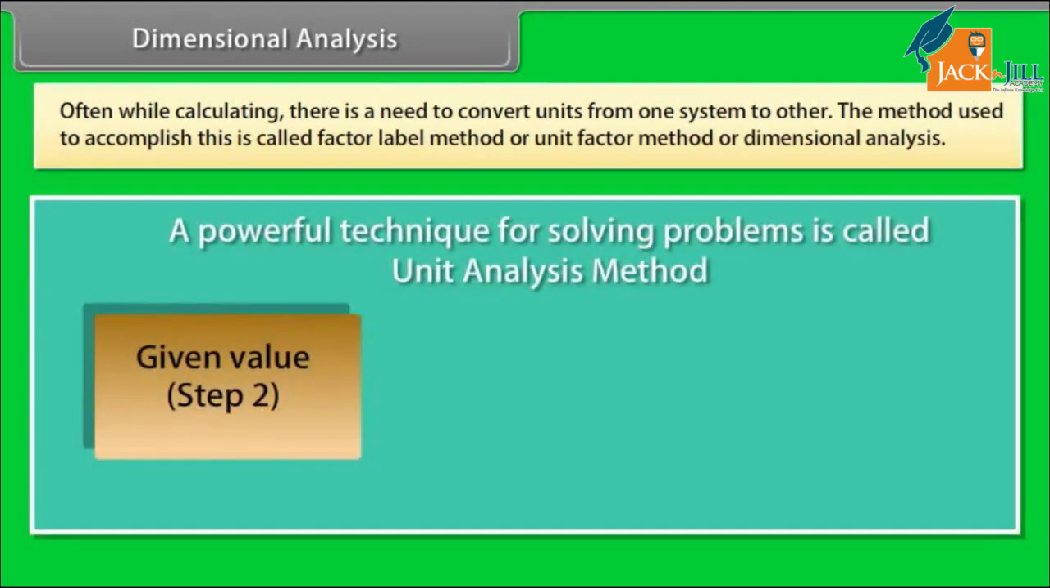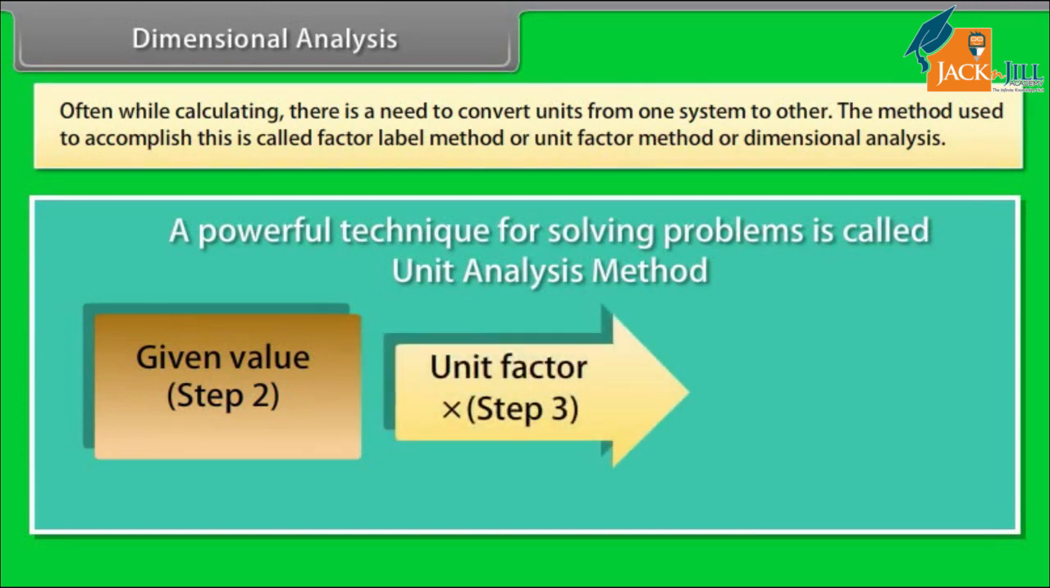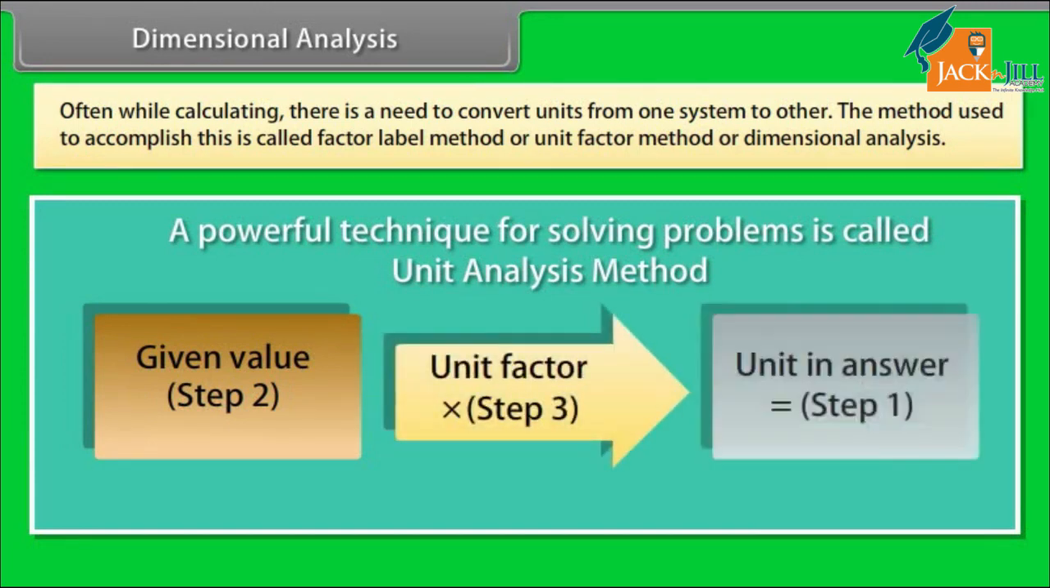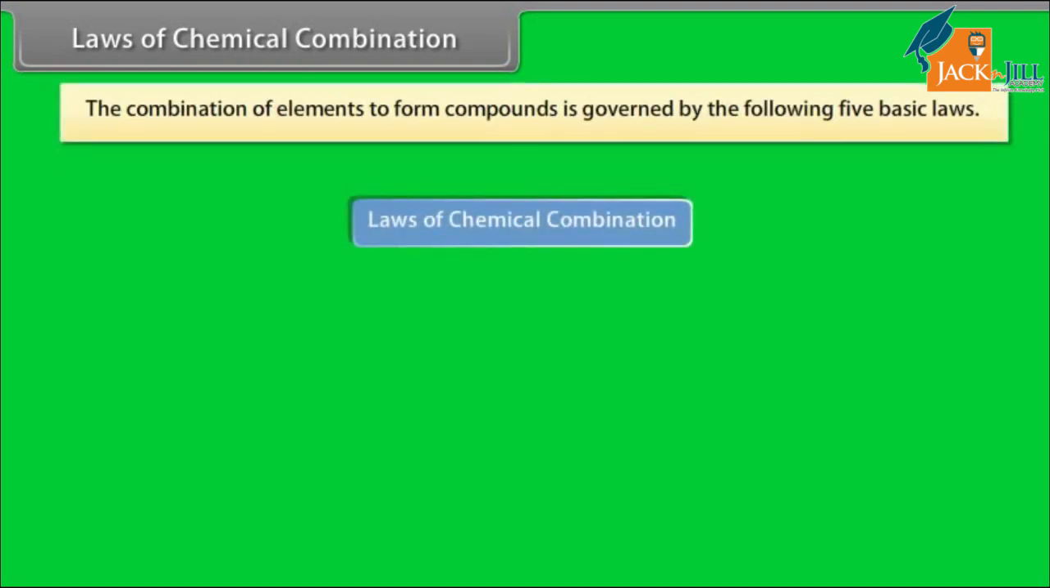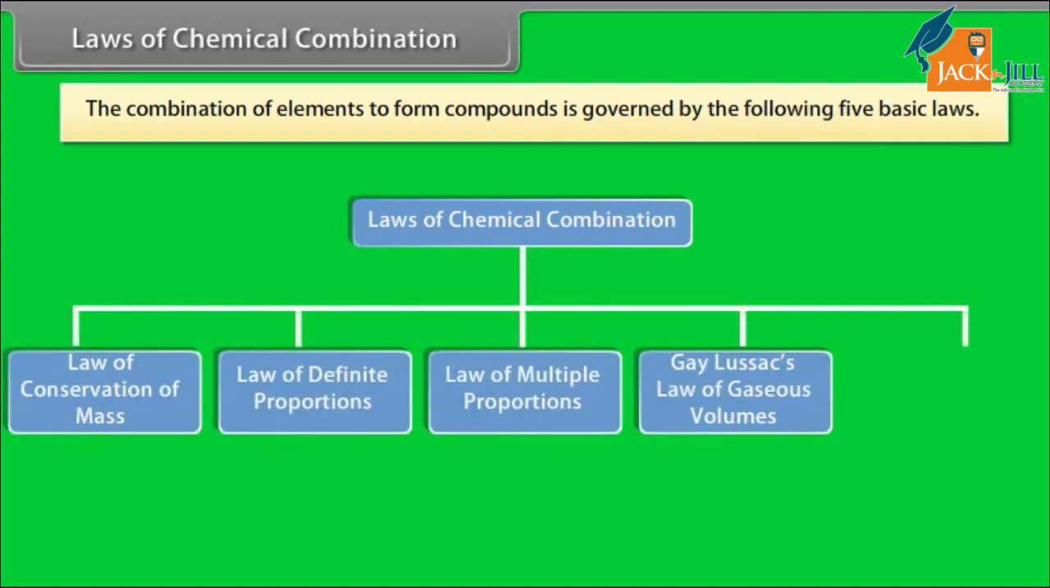Dimensional analysis. Often while calculating, there is a need to convert units from one system to another. The method used to accomplish this is called the factor label method or unit factor method or dimensional analysis. Laws of chemical combination. The combination of elements to form compounds is governed by the following 5 basic laws.